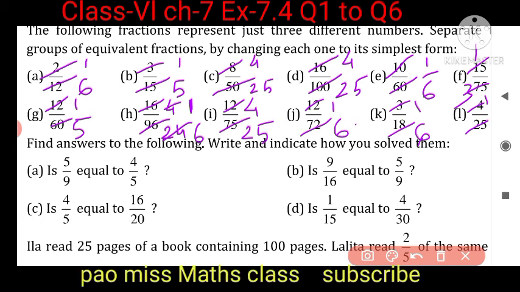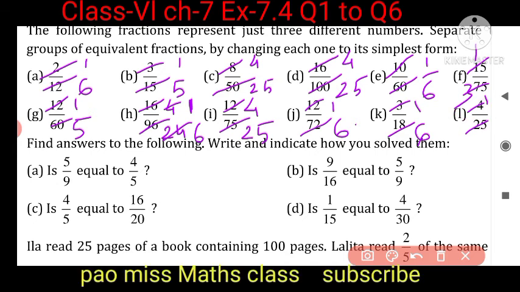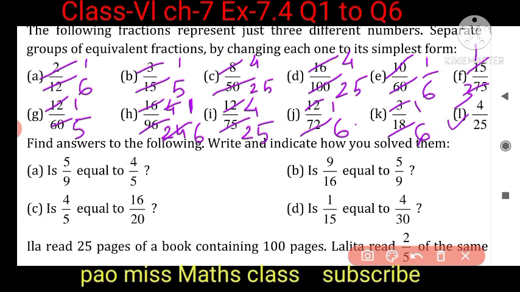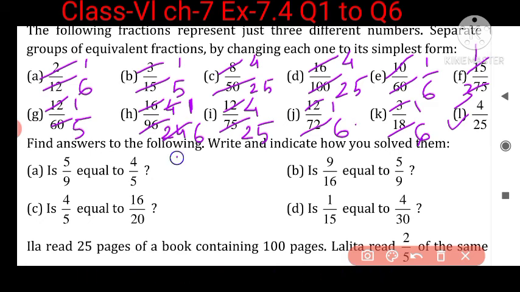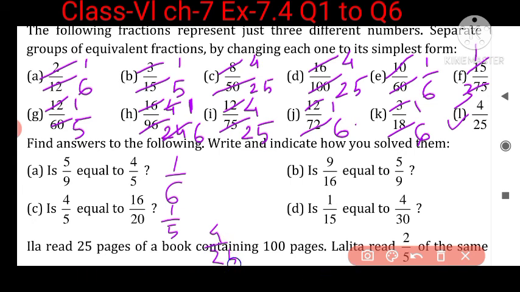So this is a mistake, okay? Printing mistake is here. Now what did we get? Oh yes, this is already 4 upon 5? This is already in the least fraction. We cannot make this into another least fraction. So what are the three different numbers? The three different numbers are 1 upon 6, 1 upon 5 and 4 upon 25, isn't it?